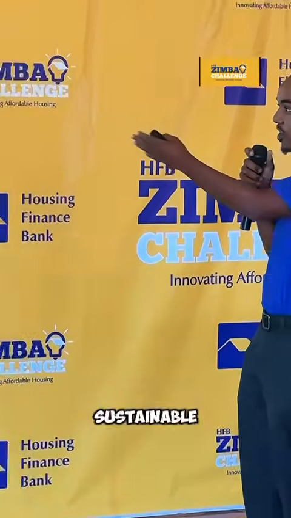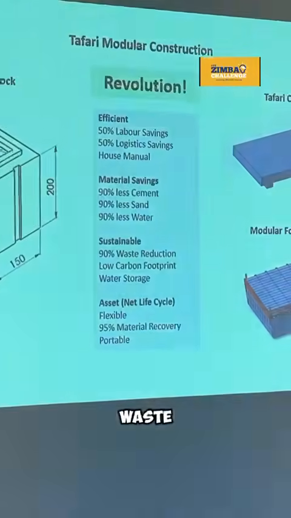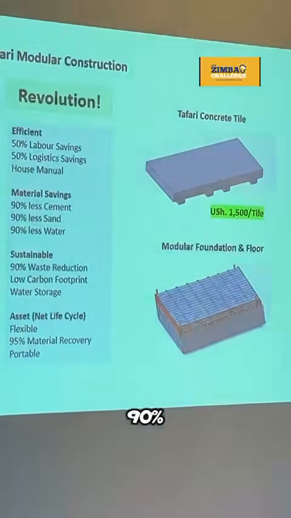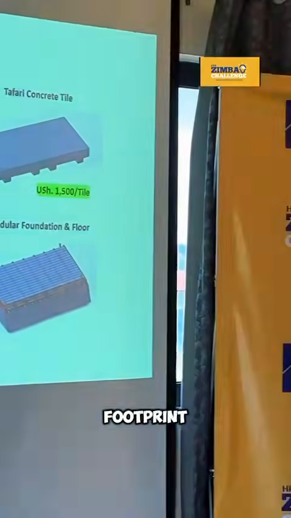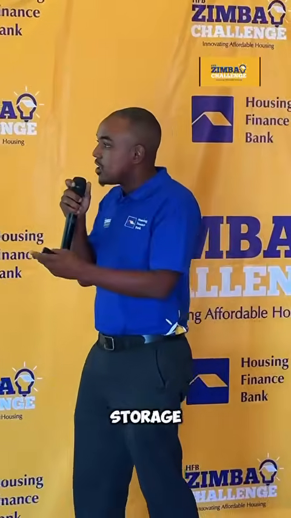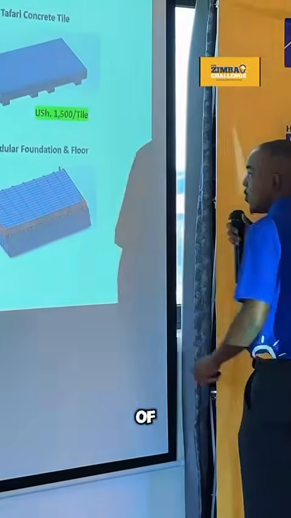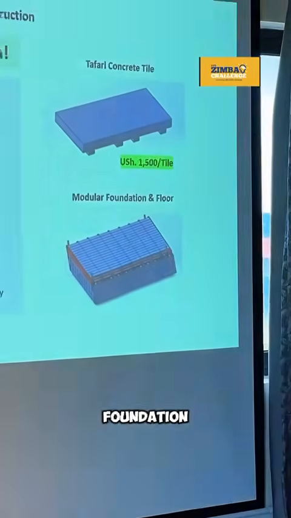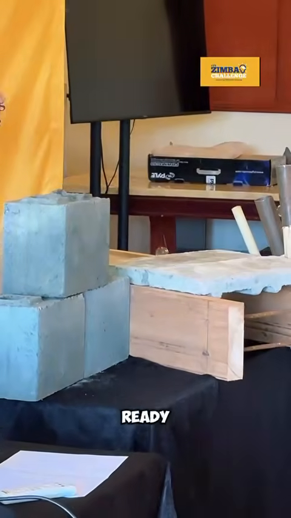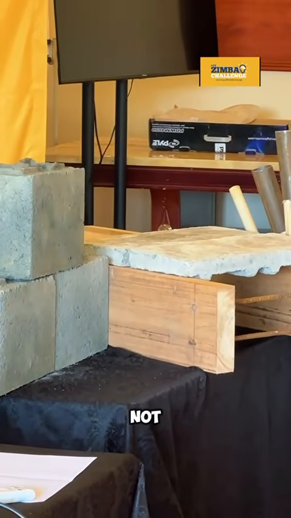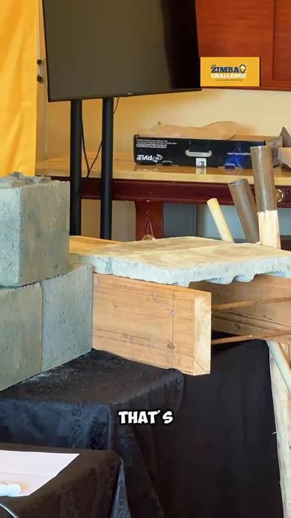And then we come to the sustainable part. We have reduced waste to less than 2%. That's a 90% waste reduction, which is a low carbon footprint. And we have water storage, which we put in the basement of the modular foundation. That's a modular foundation. That's a concrete tile, which you can see here. I brought these things so you can actually see that these are already in the works. This is not something that I am just talking about, a dream.